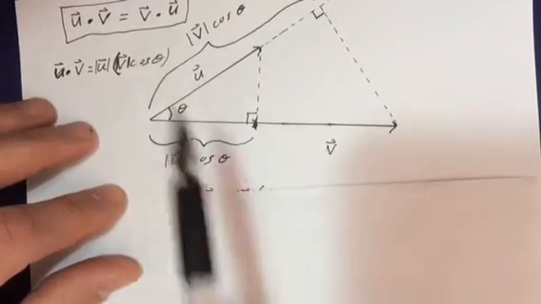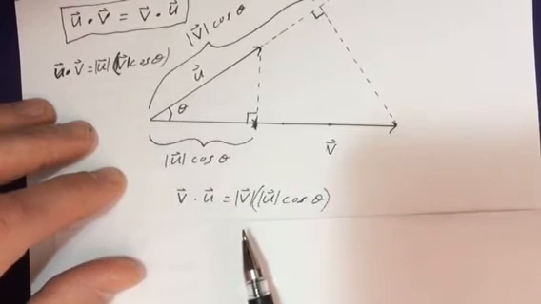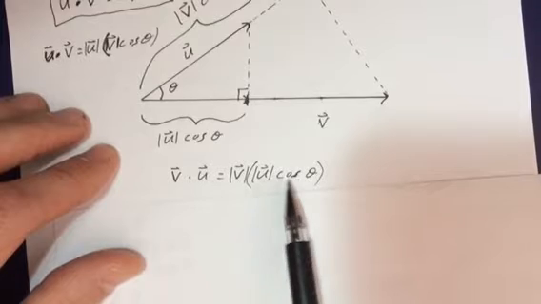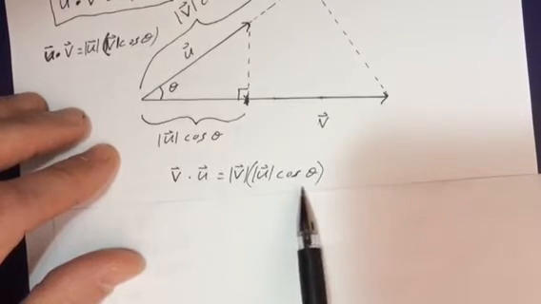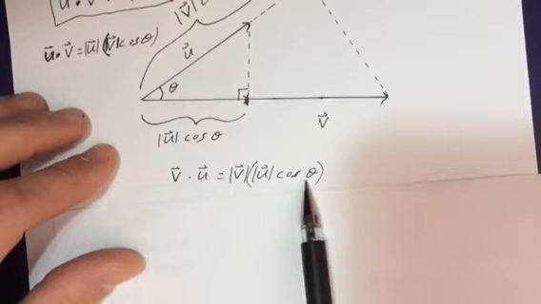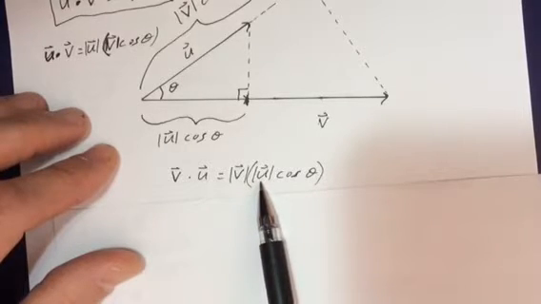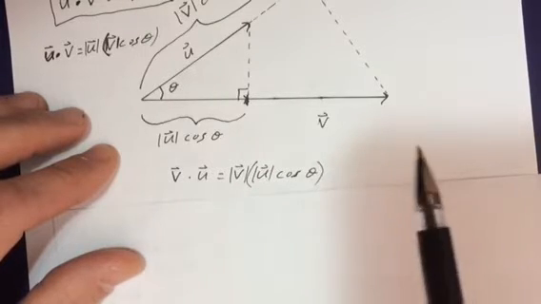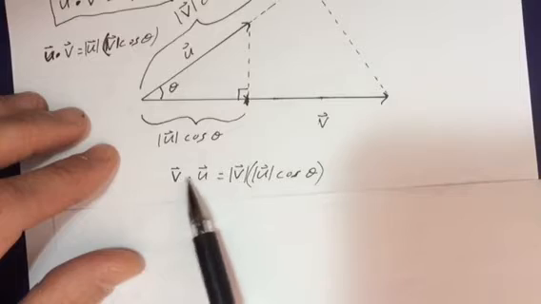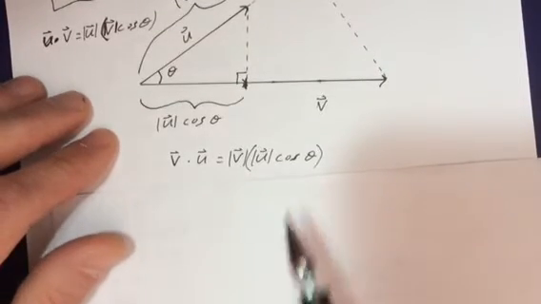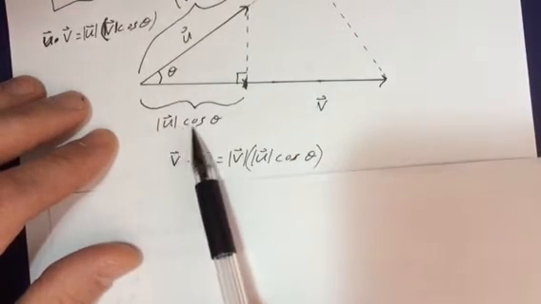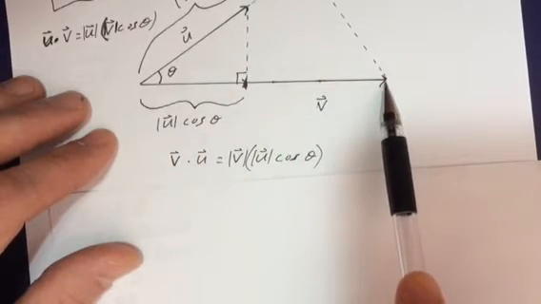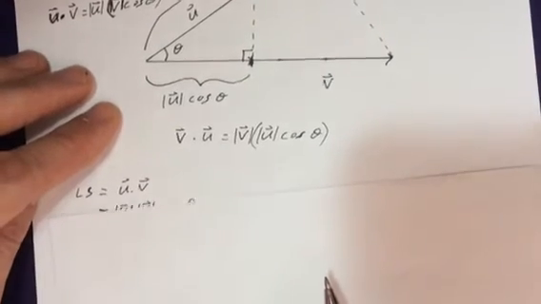On the other side, v dot u is magnitude of v times magnitude of u cos theta. Put brackets around this part. This part here is the scalar projection of u onto v. Multiply that by the magnitude of v, and you got v dot u. So that's this one here: magnitude of u cos theta down here times the magnitude of v. That gives us v dot u.